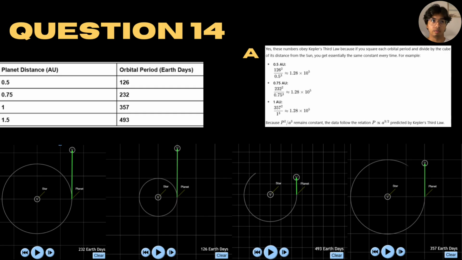So does this follow Kepler's third law? Yes, it does, because if you square each orbital period and divide by the cube of its distance from the sun, you get essentially the same constant every time, as you can see in the examples below. Because P squared over A cubed remains constant, the data follows the relation of P being proportional to A to the power of 3 over 2, which is predicted by Kepler's third law.